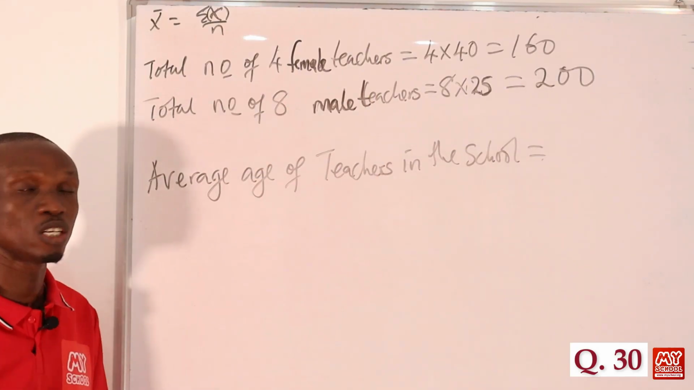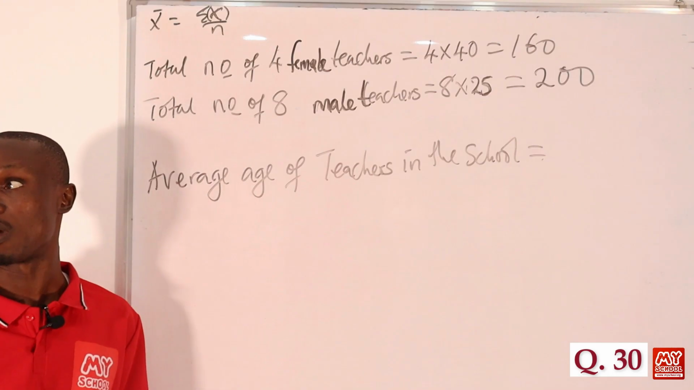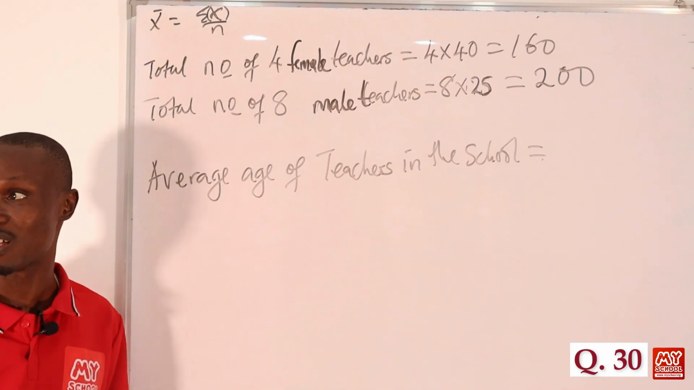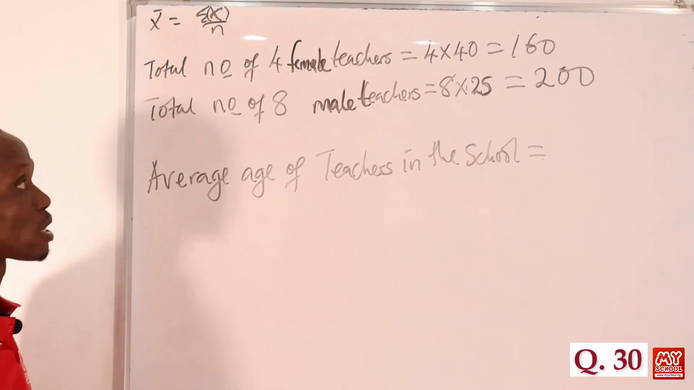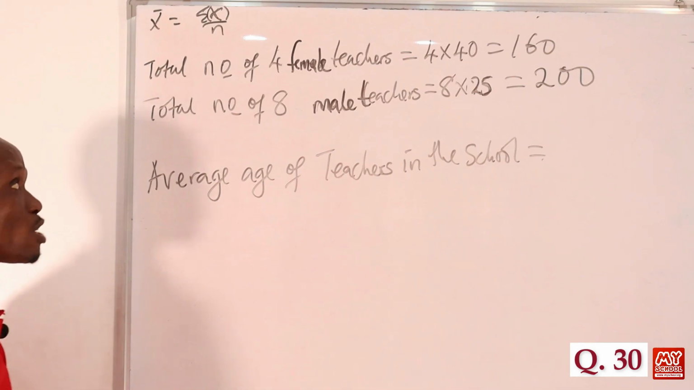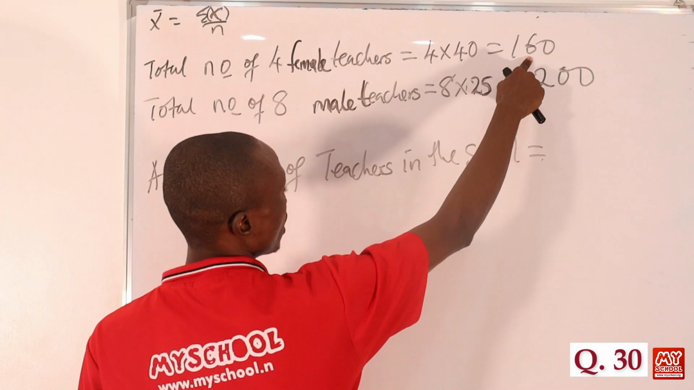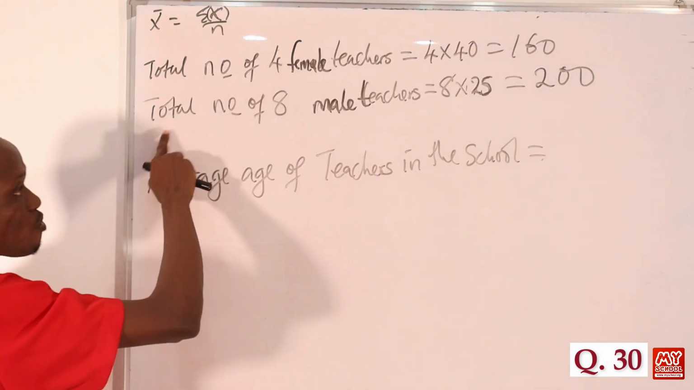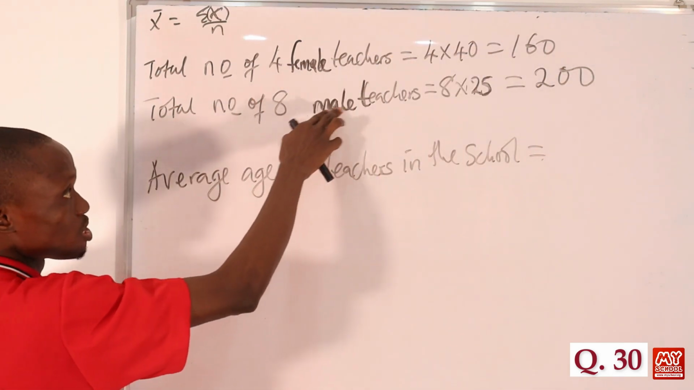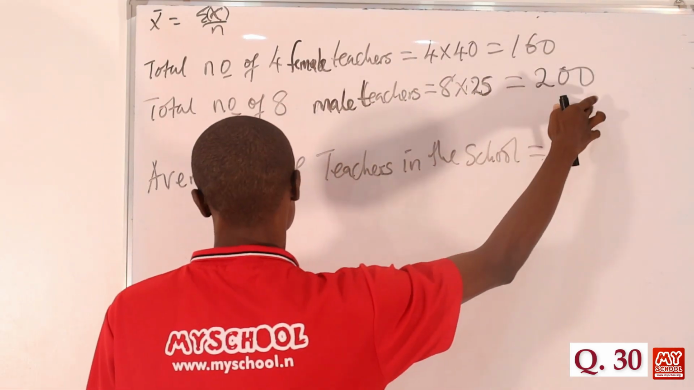So here, first of all, we need to calculate for the total age of the 4 female teachers. So we are told that the average age of 4 female teachers is equals to 40. So for us to calculate the total age of those 4 teachers, what we simply do is that we multiply the number of the teachers by the average age, and that will give us 160. Then we do the same for the 8 male teachers, and that will be equals to 8 times 25 is equals to 200, right?